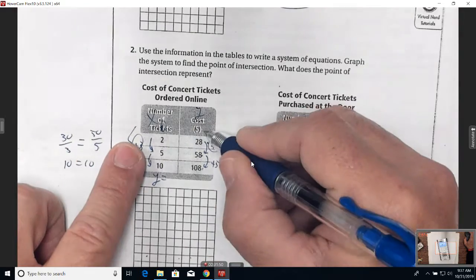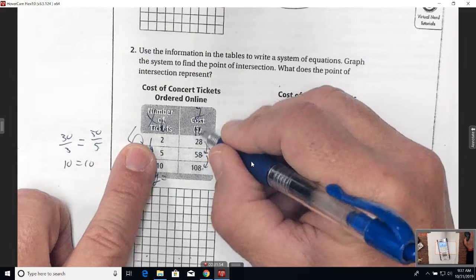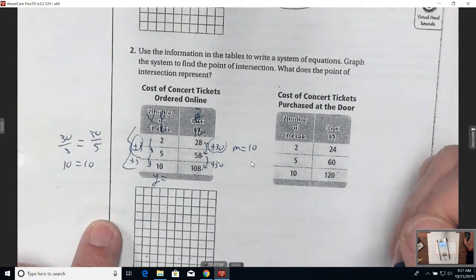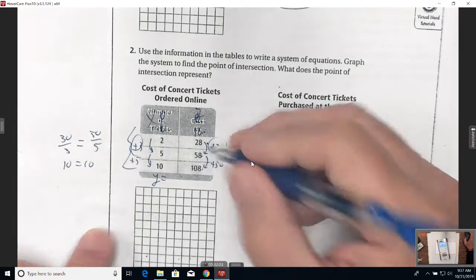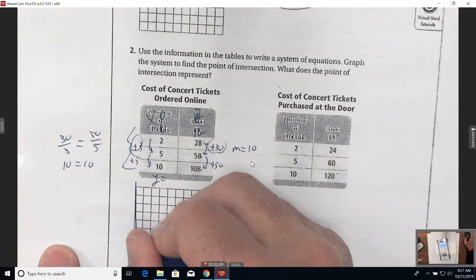Right? If it was 1, how much would it be? If I continued to decrease by 10, that would be 18. If it was 0, how much would it be? I would decrease by 10, which would be 8. You see the pattern in the table, how it's doing that? So with every 1 ticket, it's an increase of 10 because that's my slope. So my y-intercept here would be an 8.